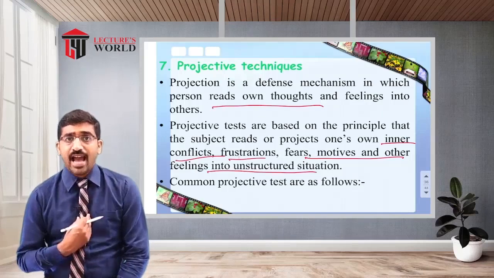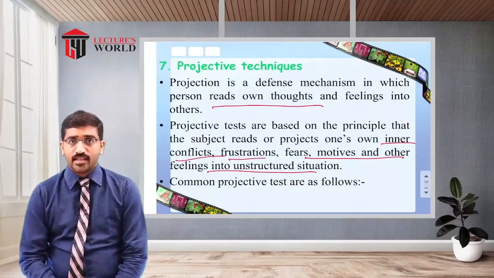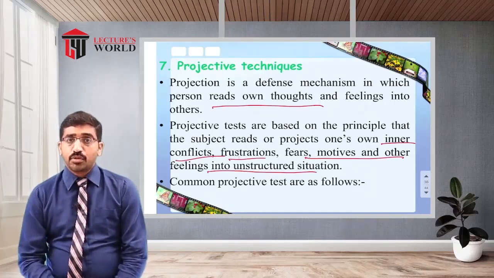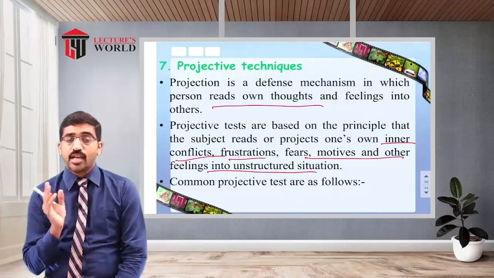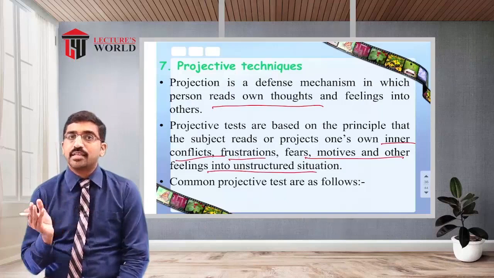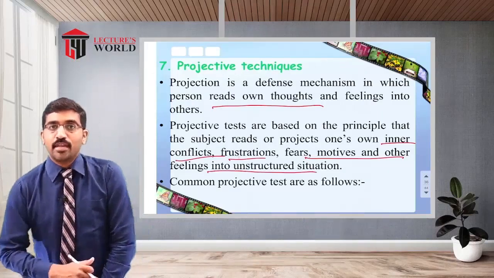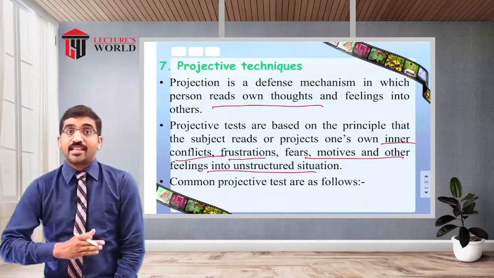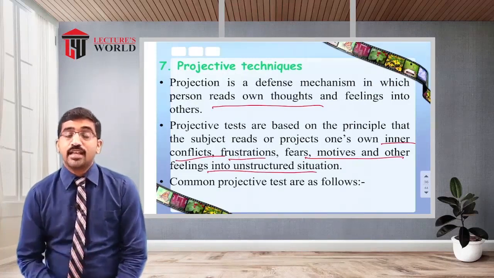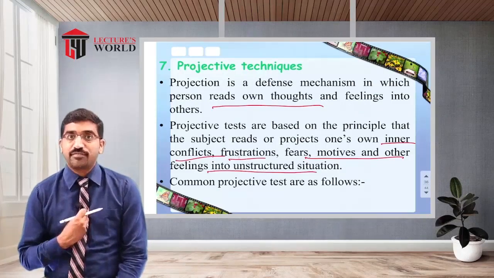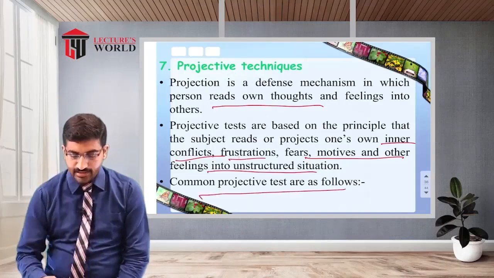If I am having anger toward my student, but I cannot show it to that student always, then I will show my anger to my wife, to my child, or to my parent, or to my neighbor, because they are unstructured for me, they are neutral for me. So I am projecting from one person to another person. But some tests are also there, to see how much you have projected your inner feelings. Such tests we will see.